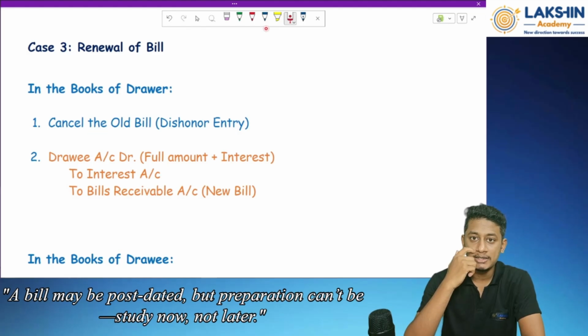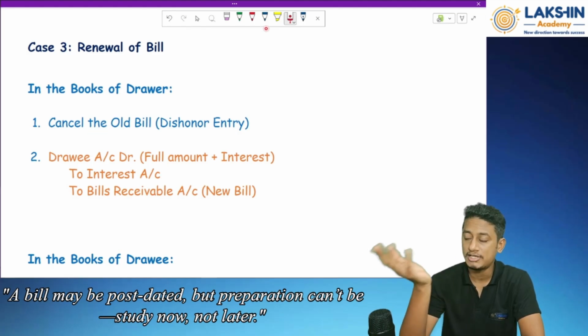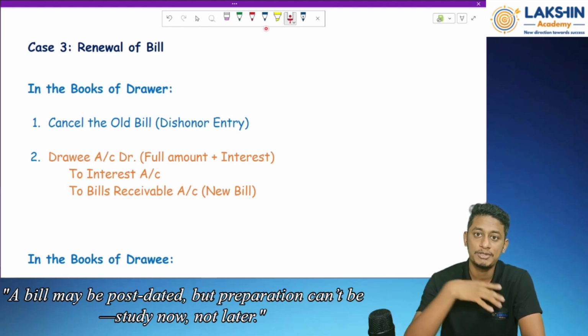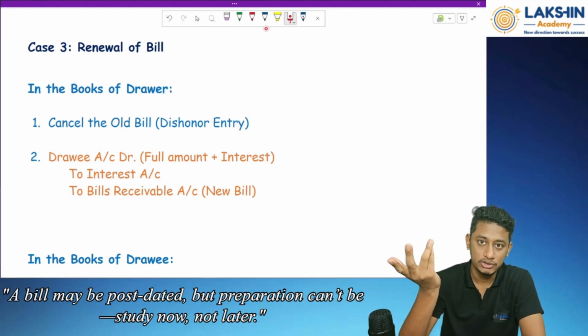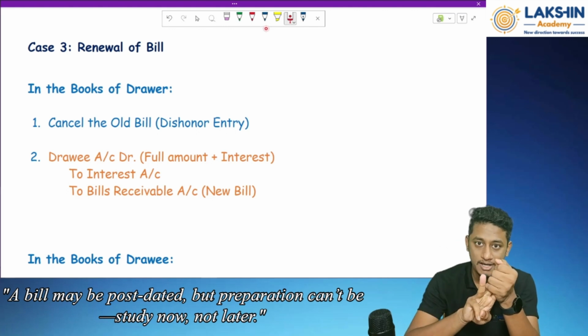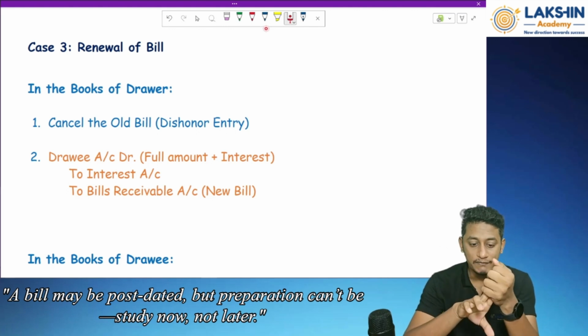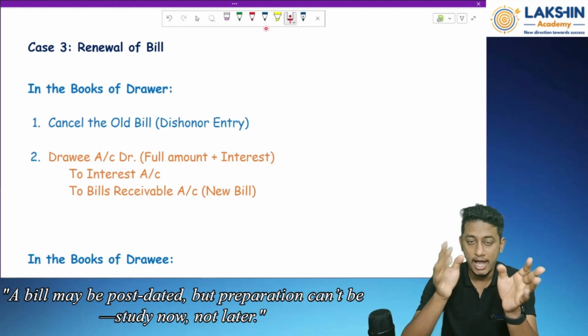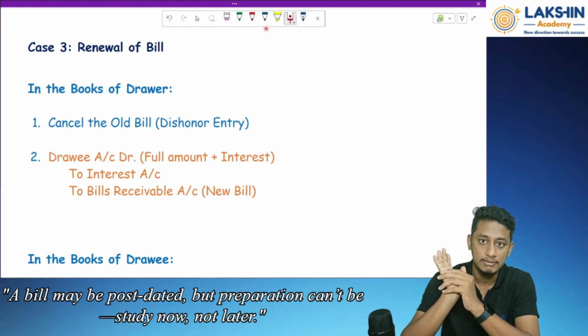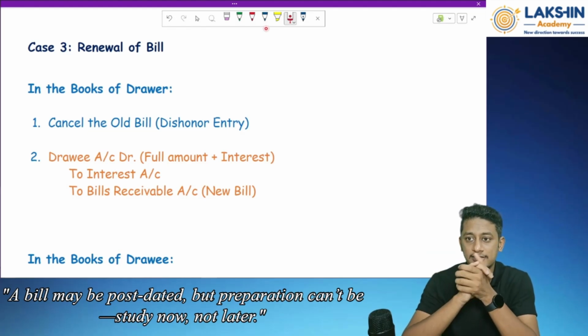After the second month, Mr. B comes to Mr. A and says, see brother, I cannot make you the payment after 3 months. After 1 month is remaining, right? Because for a 3 months bill, 2 months have already passed. 1 more month is remaining. Mr. B says, brother, I cannot make you the payment after 1 month. So you do one thing, cancel the old bill and give me a new bill. For which Mr. A says, okay, fine, take it.